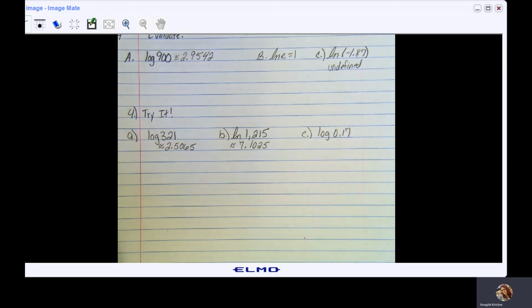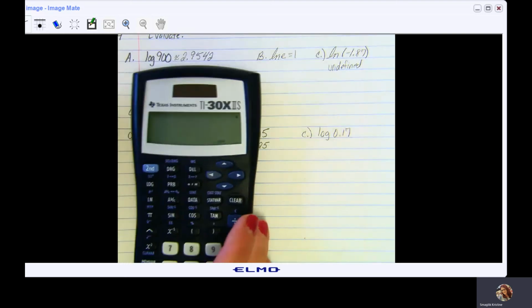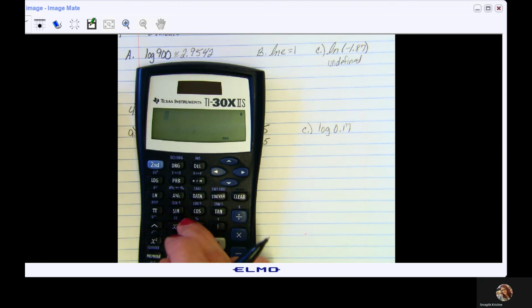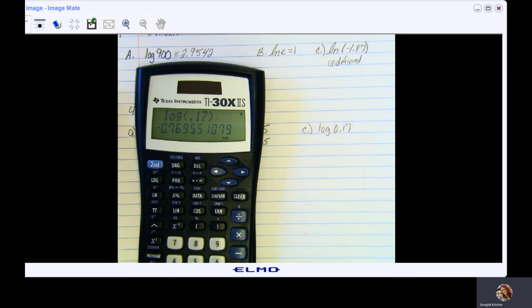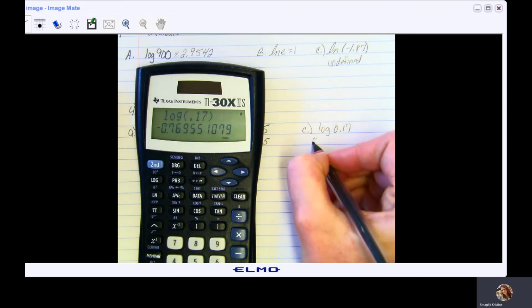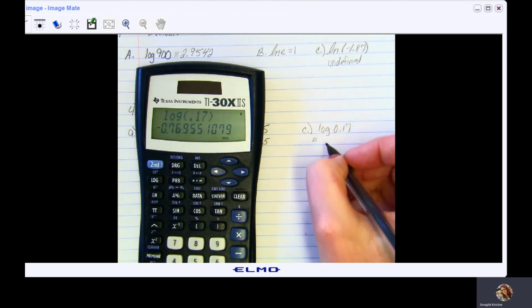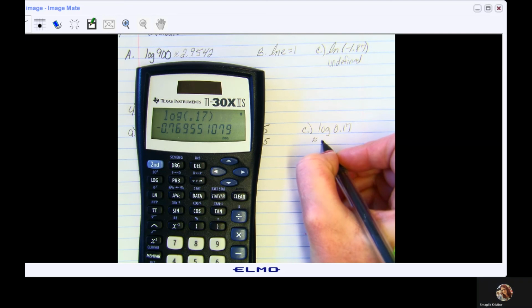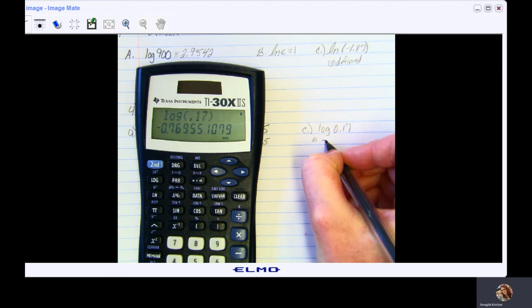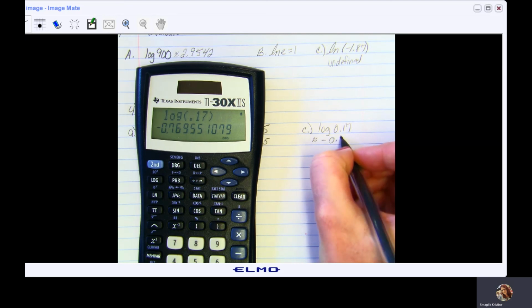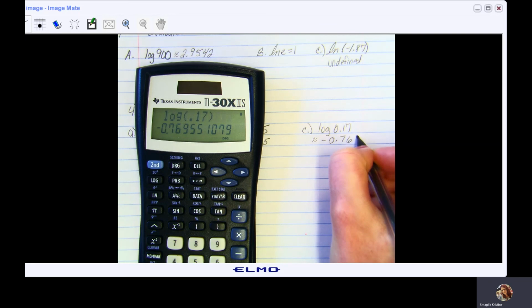And now the log of 0.17. Log 0.17 and parenthesis, close it off, and we are going to get approximately negative 0.769.